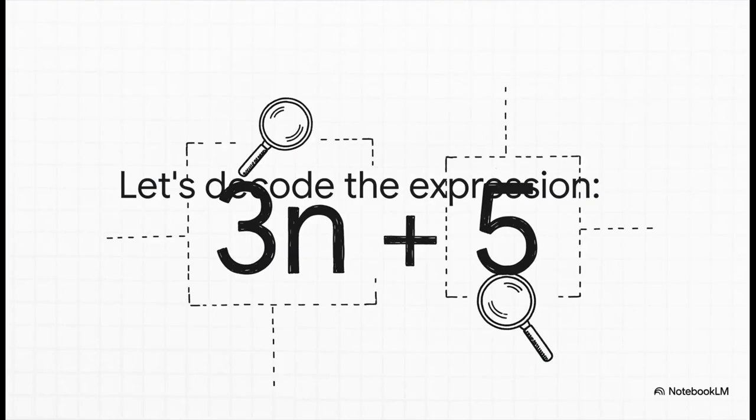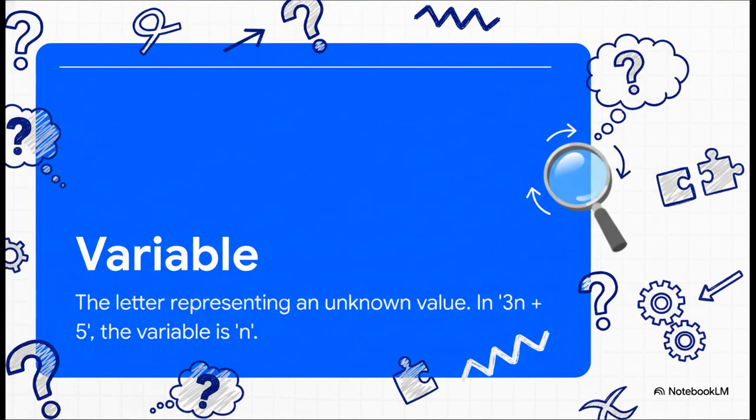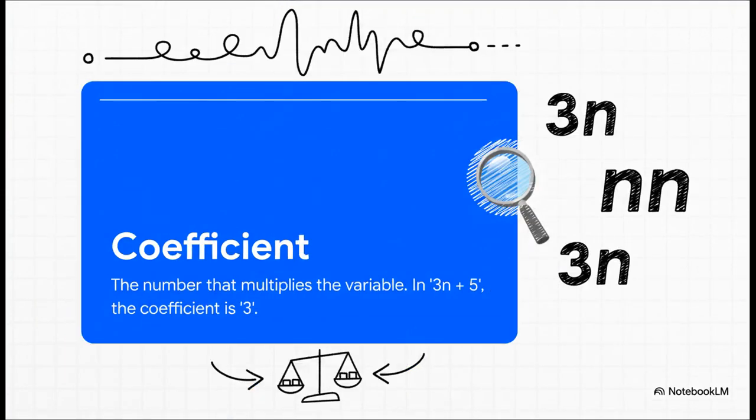Let's break this thing down together. This is a classic algebraic expression, 3n plus 5. I know it might look a little intimidating at first, but I promise it's just a few simple parts all put together. First up, we've got the letter n. That's our variable. It's the placeholder for the number that we don't know yet or for a value that might change. Next, you see that number being multiplied by the variable, that 3?